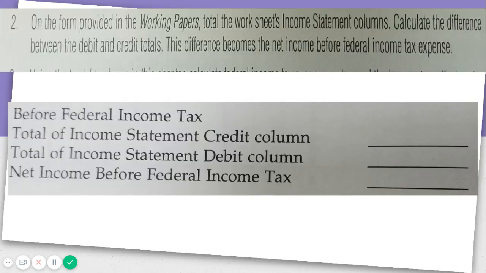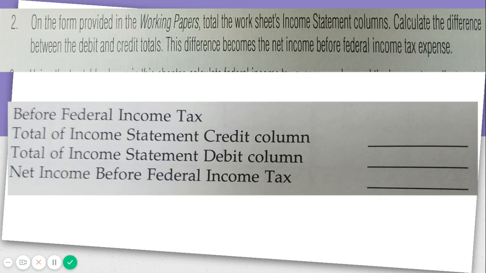All right. Once you've extended everything, make sure you do not total them yet. Step 2, on the form provided in your work papers, this would be on the bottom of your pages of your worksheet. This is at the top of your first worksheet. It's on the bottom. We will be filling this out.